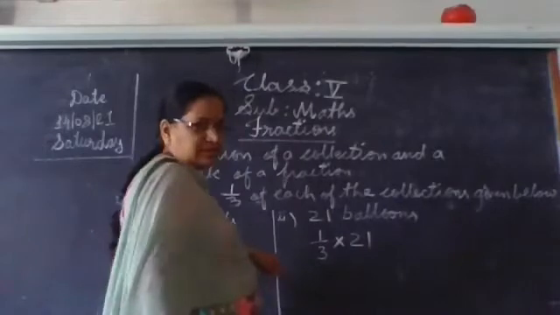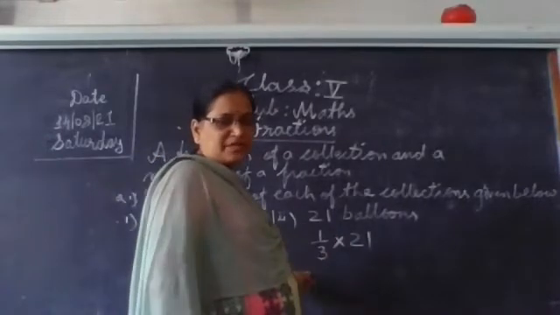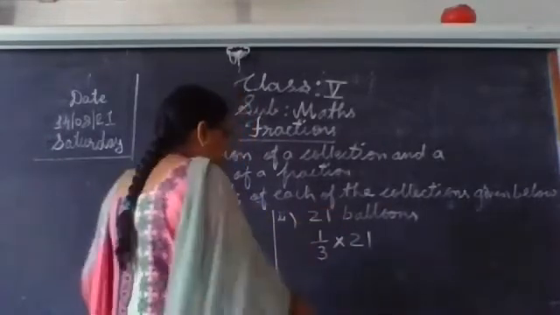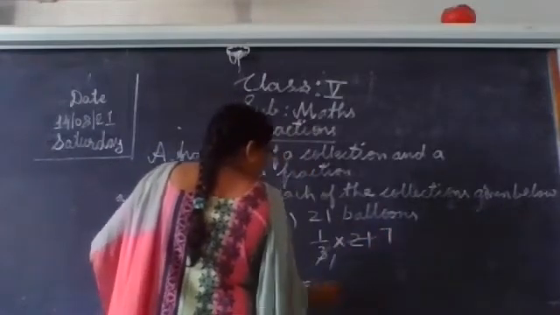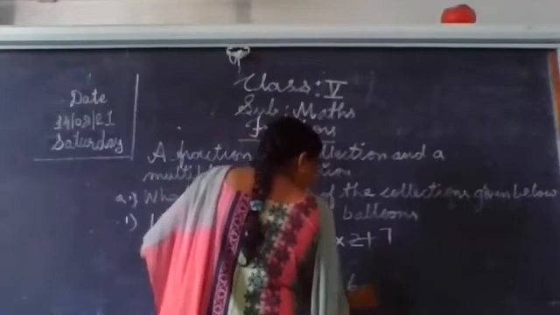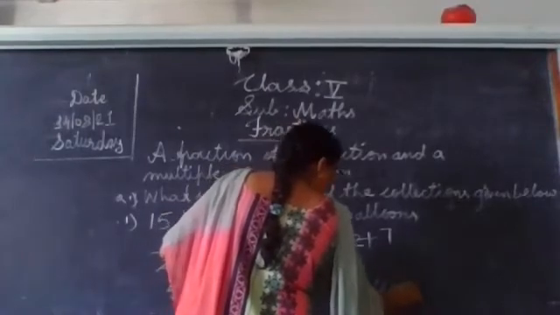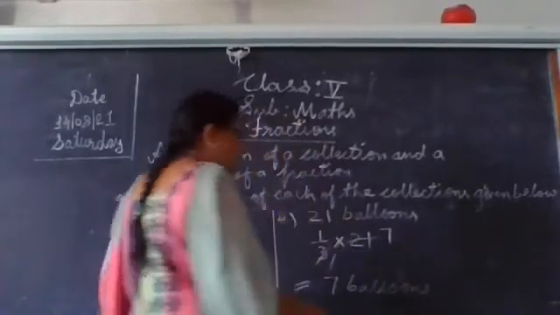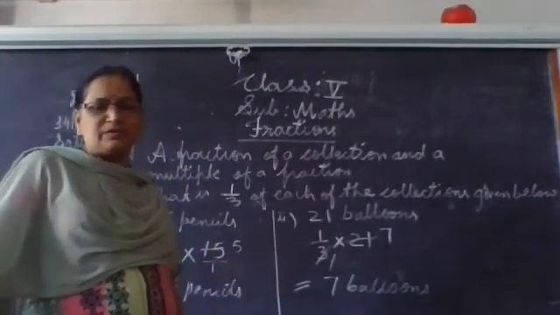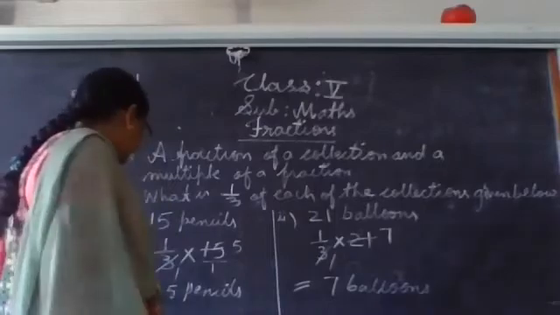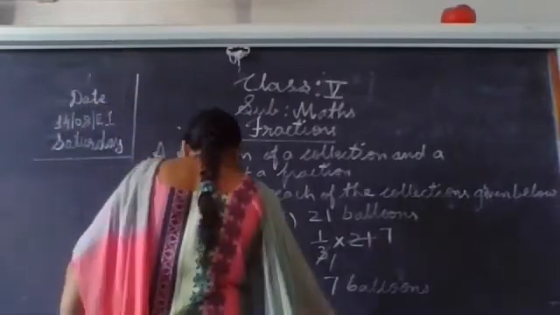Again see beta, it is a whole number and it is a fraction, so we will cancel. 3 ones are 3, 3 sevens are 21. So answer is 7 balloons. So what is the 1/3 of 21 balloons? It is 7 balloons. Got it, children? Now let's see.